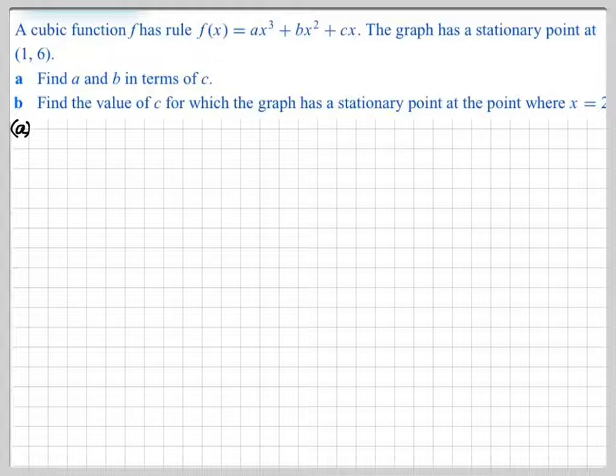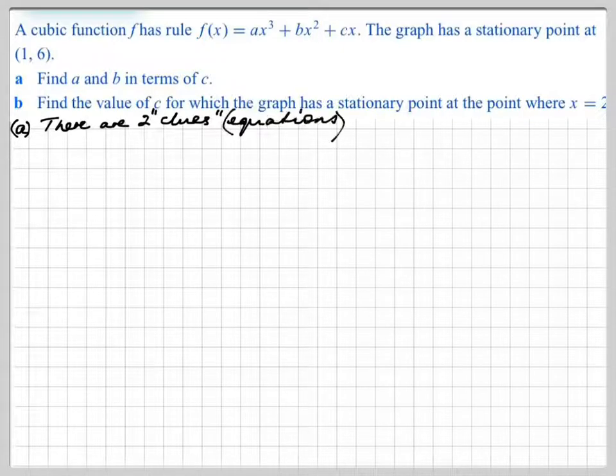But there's A, B, and C. So obviously we can't solve it for everything. We need 3 equations for 3 pronumerals. So that's why they want us to find A and B in terms of C, because we can't resolve all 3 of them. Okay? So let's do that. There are 2 clues, 2 equations. Okay, let's go through it.